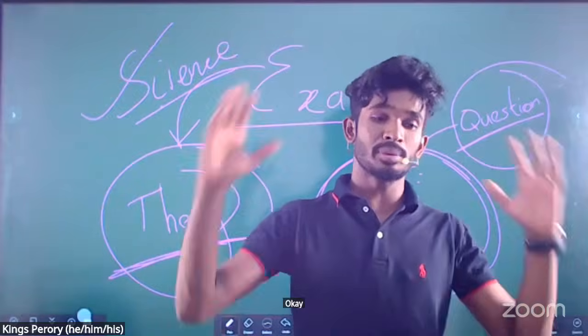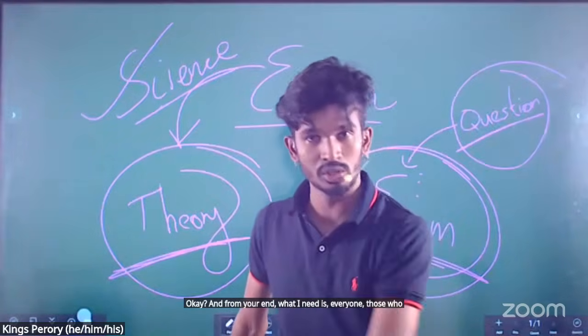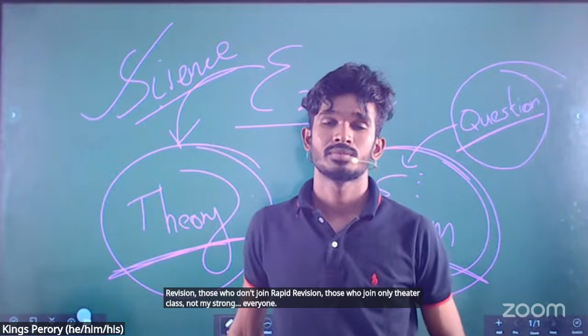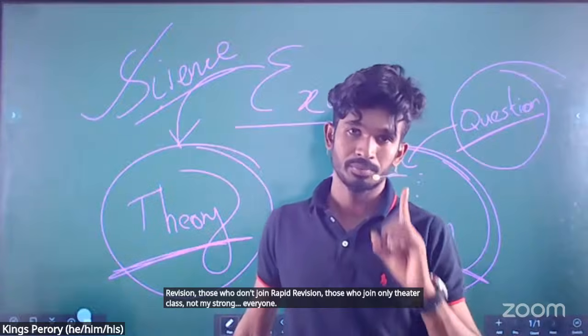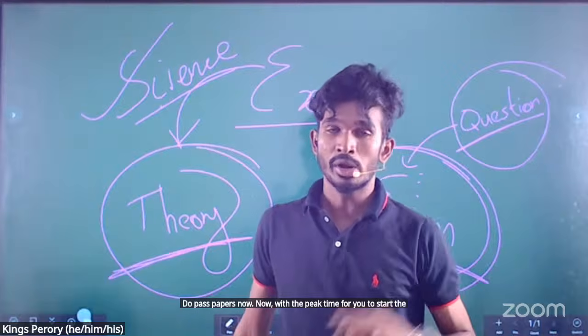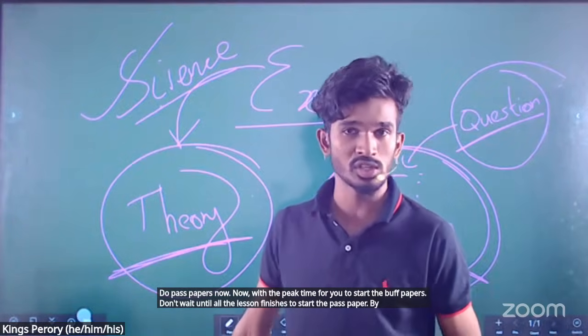And from your end, what I need is this: everyone, those who join rapid revision, those who don't, those who join only the theory class, not my students, everyone do past papers now. Now is the peak time to start the past papers. Don't wait until all the lessons finish to start the past papers. By the time all the lessons finish, you can't do all the papers.